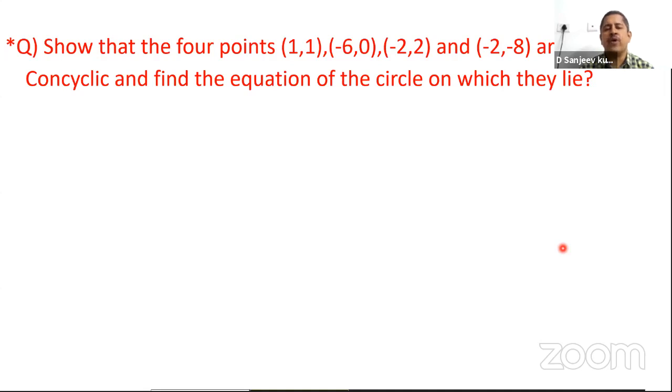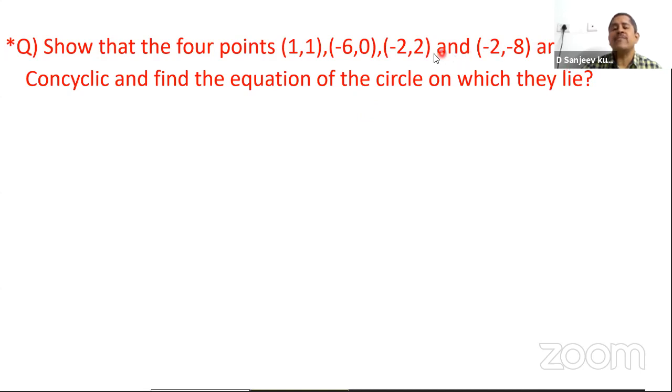So you have to show that the 4 points (1, 1), (-6, 0), (-2, 2), and (-2, -8) are concyclic, so they are lying on the same circle. And you are going to find the equation of the circle on which they lie. How do you proceed here? You take any 3 points of the 4 points, then form an equation of the circle.